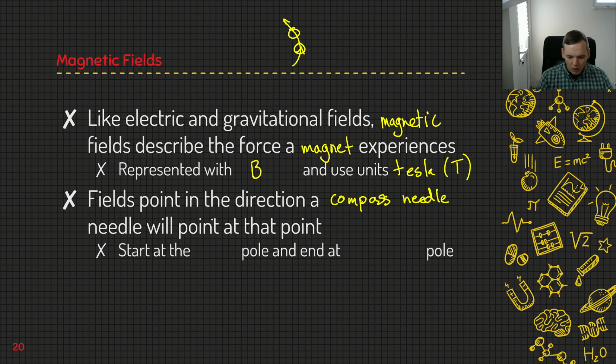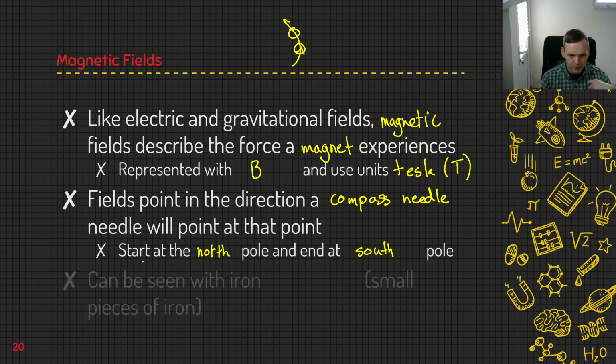And these will always start at a north pole and end at a south pole. So unlike an electric field, they have to always start at north and end at south. They can't start at infinity or end at infinity. Because unlike with an electric field, which you can have positive or negative charge by itself, magnetic fields always come from a dipole, which means there's always a north and south pole there.